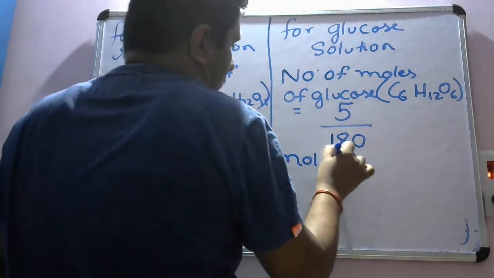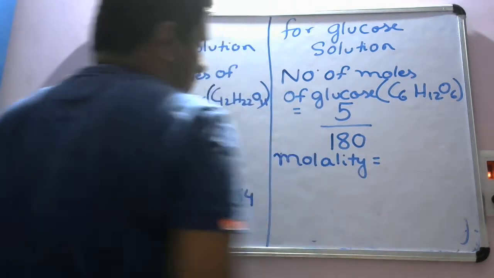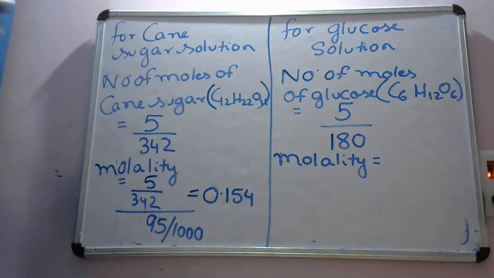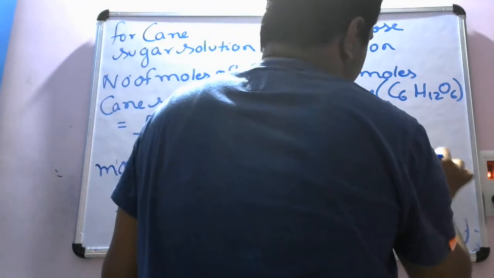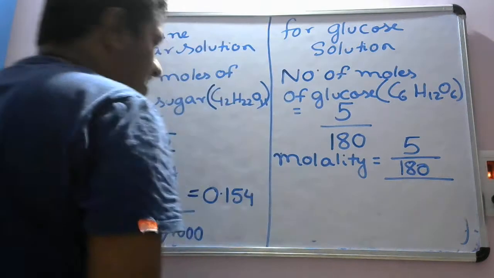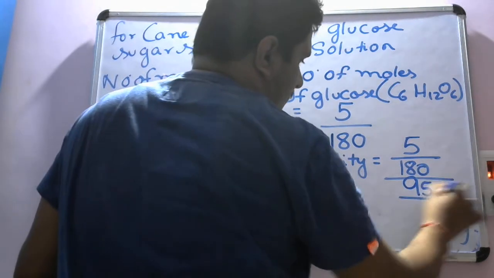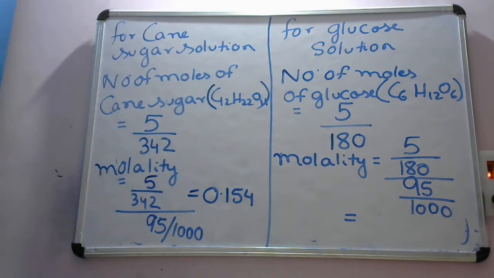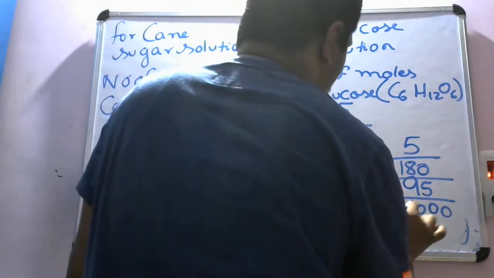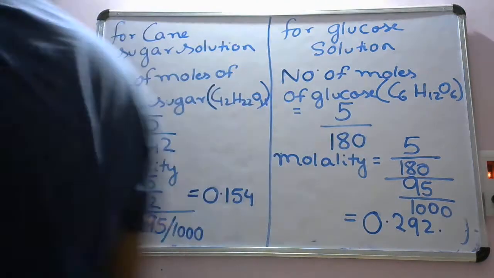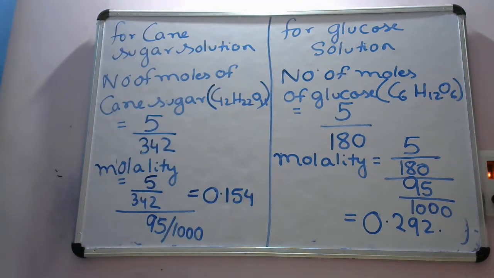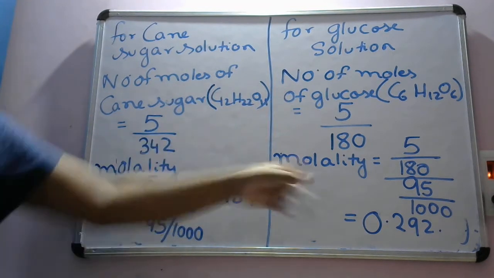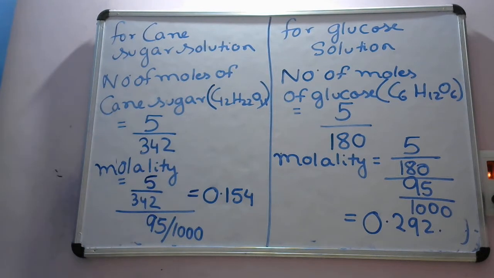Similarly, the molality of glucose solution will be by the same method: number of moles of solute by mass of solvent in kg. The mass of solvent again is the same. When you calculate, you will get the value 0.292. So we got the molality in both cases. We got the number of moles and molality in both cases. Now you complete writing this, then we will go for the next step.